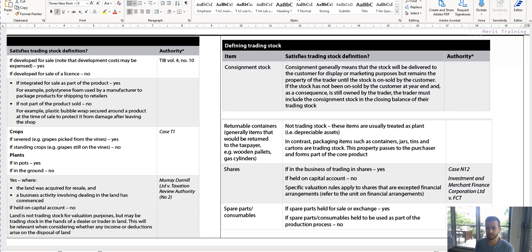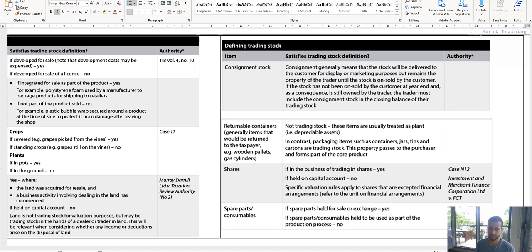So basically, it's not trading stock if it's not owned by the reseller, right? Because how could it be trading stock if they don't actually own it? So if the stock has not been sold and it's still owned by the trader, they must include the consignment stock in the closing balance of their trading stock.